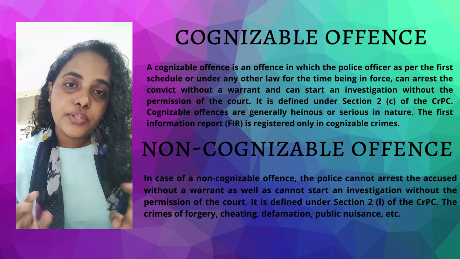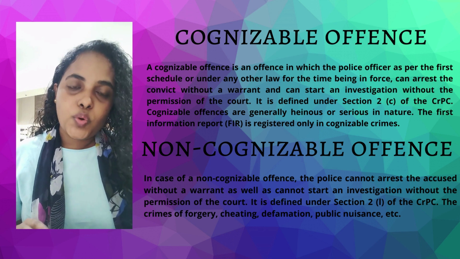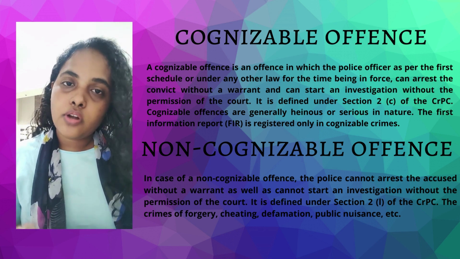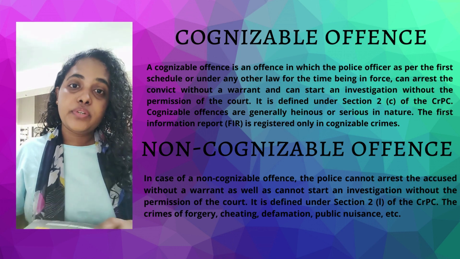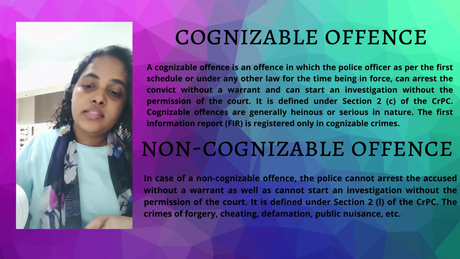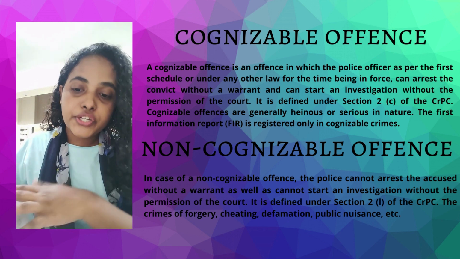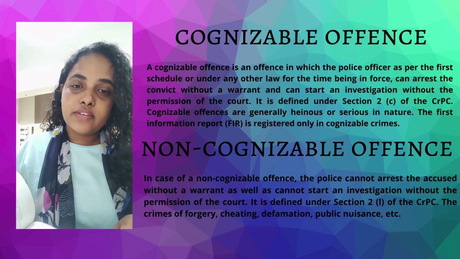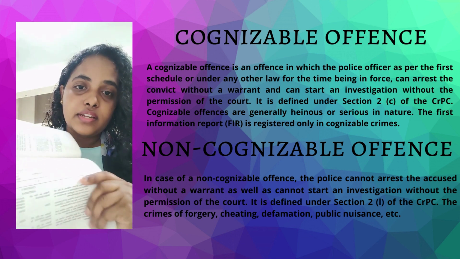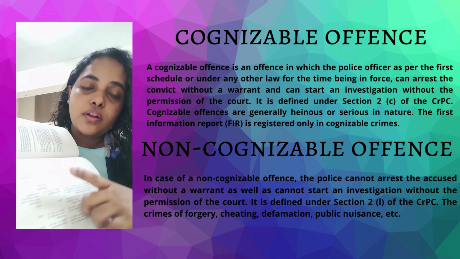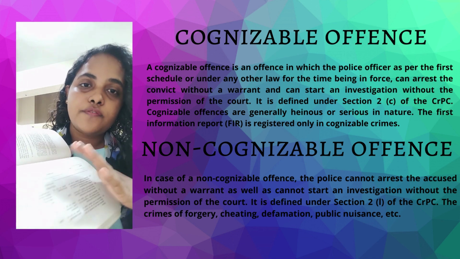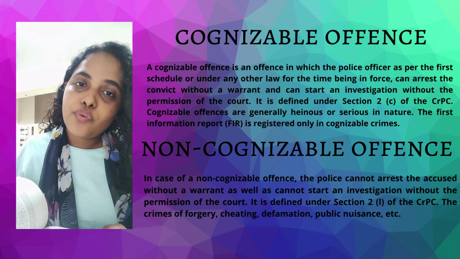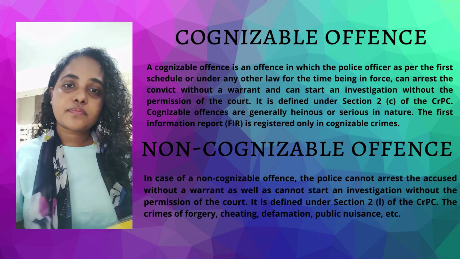Now first, you need to understand from where you know whether an offence is cognizable or non-cognizable. For that, you need to check the CRPC. At the end, there is a schedule, which is the first schedule, in which you can see whether an offence is cognizable or non-cognizable. On the basis of this, you will understand whether police can arrest you with warrant or without warrant.